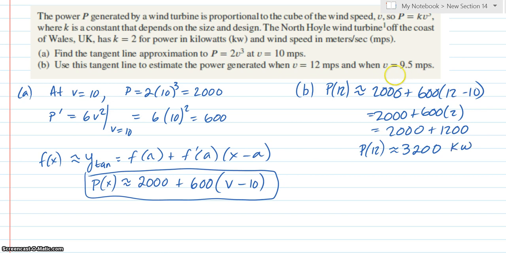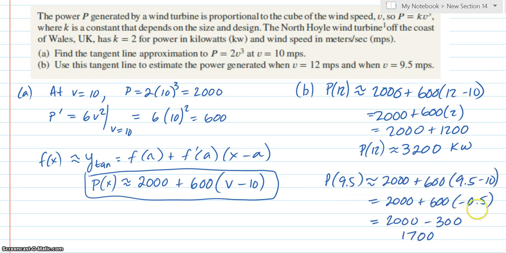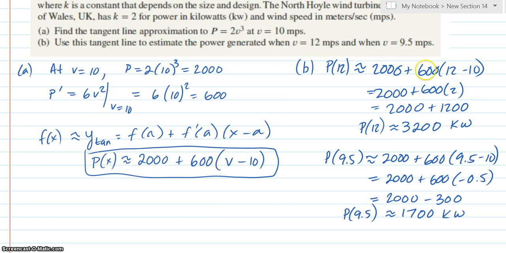So what happens when v is 9.5 meters per second? Well, you could do the same thing. It changes by negative 0.5, so that would be negative 0.5 times 600, or negative 300, so it would be approximately 1700 kilowatts. Now, these values aren't quite as close as the example I did before, so there might be a little bit of inaccuracy there. It just depends on the concavity.